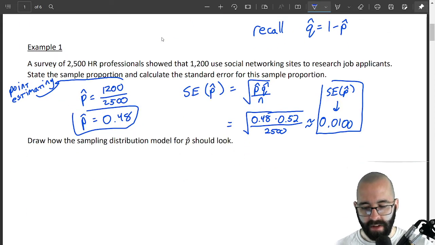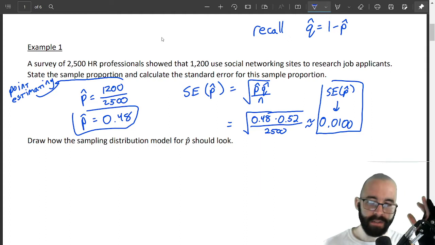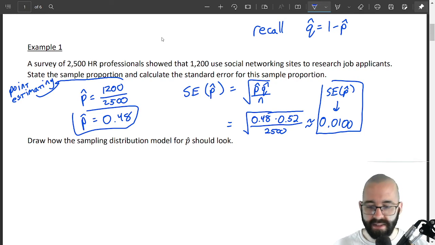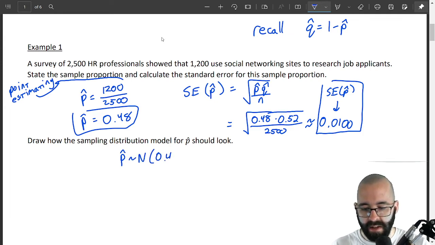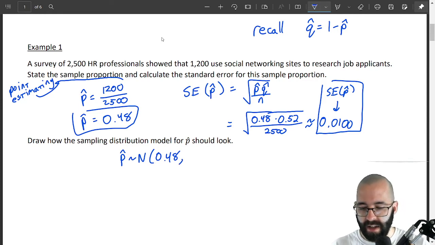Let's do part B. Draw how the sampling distribution for P hat should look. Now remember that as long as we have a couple requirements, independence, randomization, and sample size, at least 10 successes and 10 failures, where P corresponds to successes, we have all of these. If we have that, then the distribution of P hat should be normally distributed with mean of P, which we don't know. We're going to approximate it with P hat. And the standard error is about 0.01.